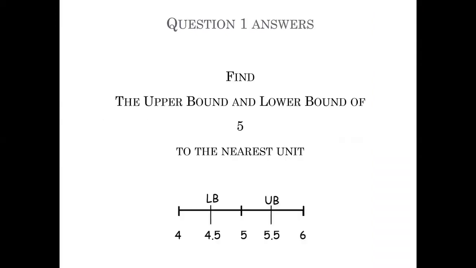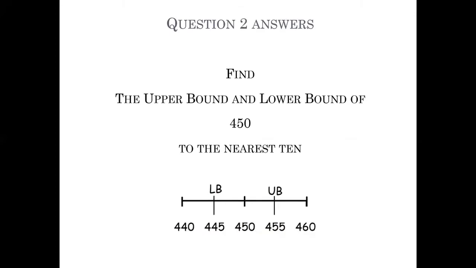Question 1. Find the upper bound and lower bound of 5 to the nearest unit. The lower bound is 4.5 and the upper bound is 5.5. Question 2. Find the upper bound and lower bound of 450 to the nearest 10. The lower bound is 445, the upper bound is 455.